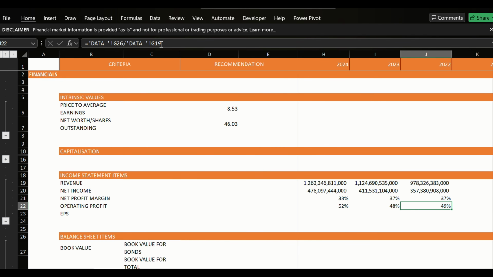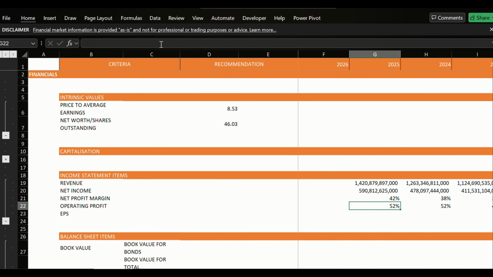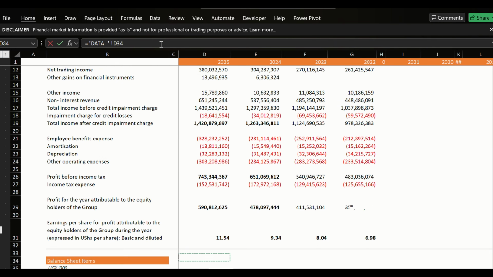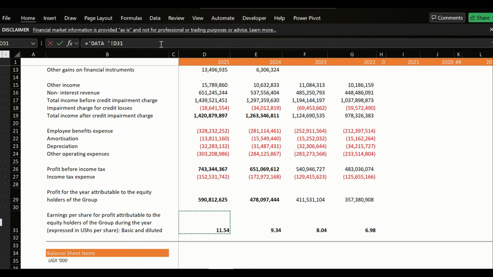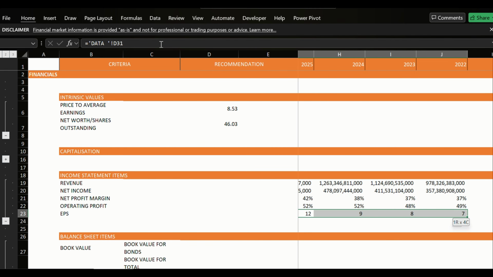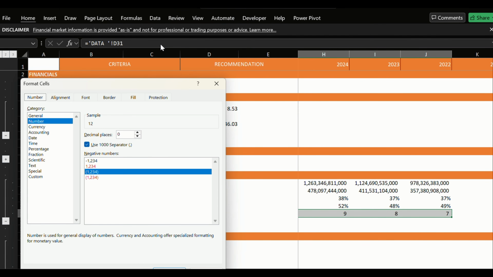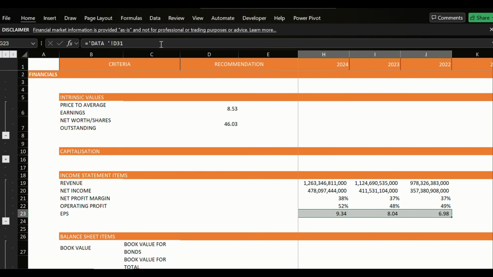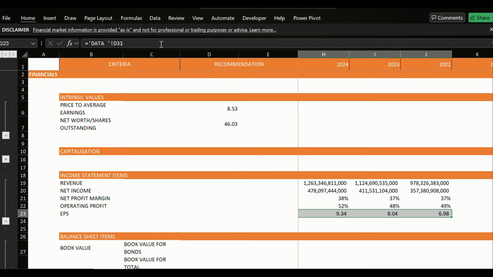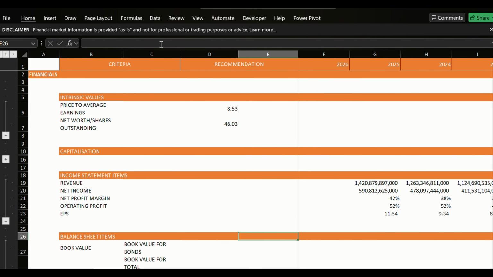So you can see, press F9 to recalculate. I don't know, earnings per share. Just link them still. Per share here. As they are, see, it's actually 6.98. Okay, perfect.